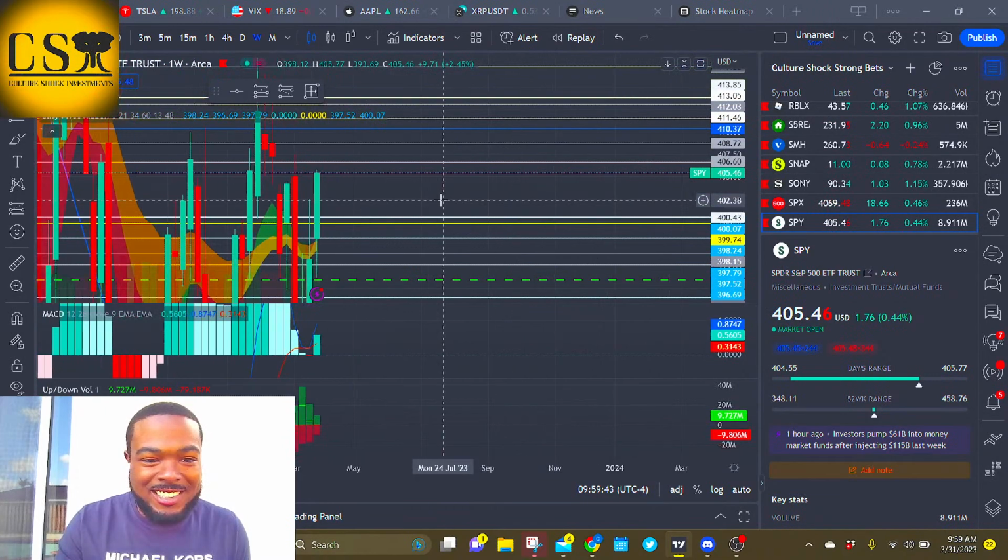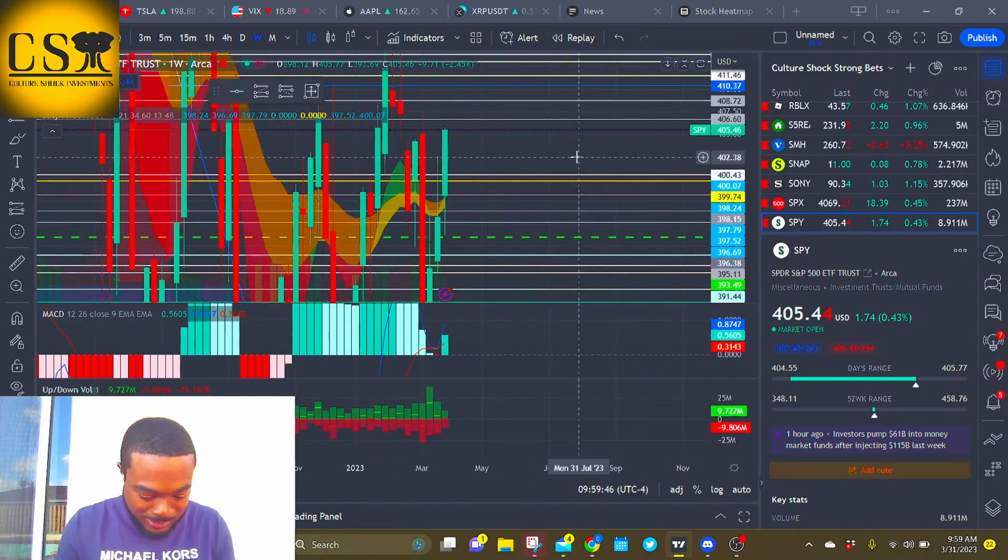So this is my weekly chart. You see a lot of different levels when I pull out the weekly chart.